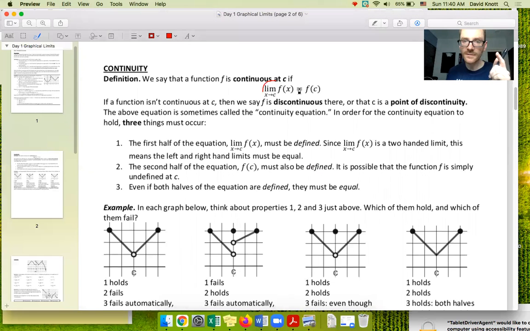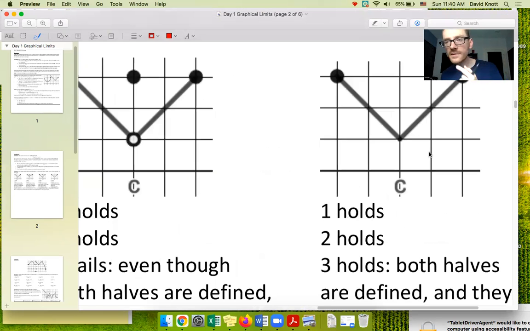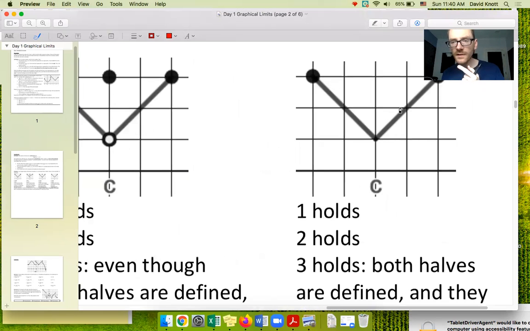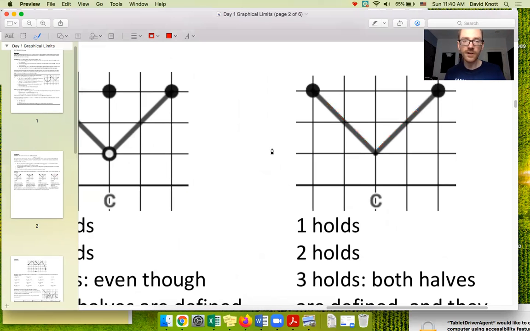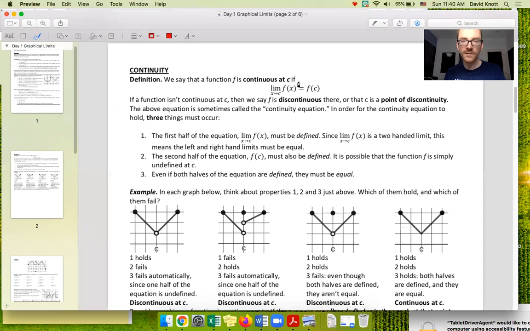So is this guy defined? That's the two-handed limit. Well, the two-handed limit is defined when the left and the right-hand sides go to the same number, and they do in this case. So the two-handed limit is defined. Great. So this side here is defined. Now, what about f of c? Is the function defined at c?